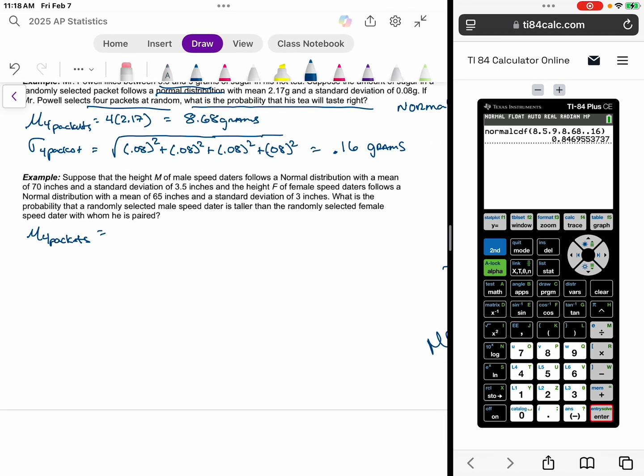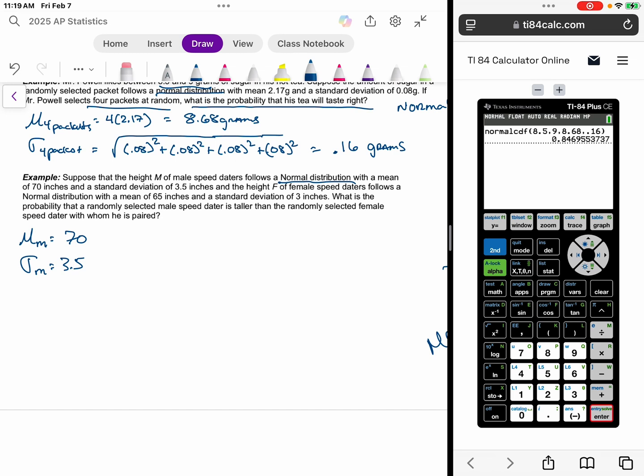So last one here, again, you can work ahead of me if you want. We're doing the same kind of thing. They're asking, is there a difference? So suppose the height of male speed daters follows a normal distribution. That, again, lets me know I can do a normal CDF to figure out a probability. The mean for the males is 70. Standard deviation for the males is 3.5.